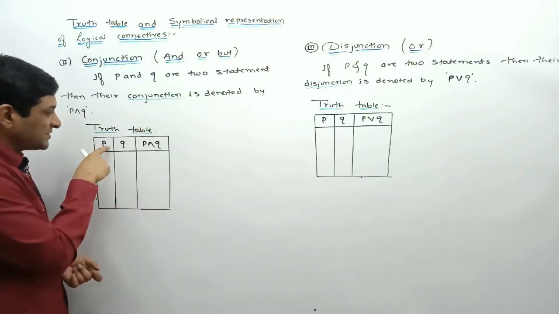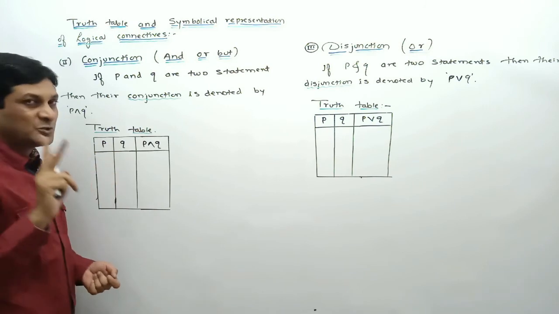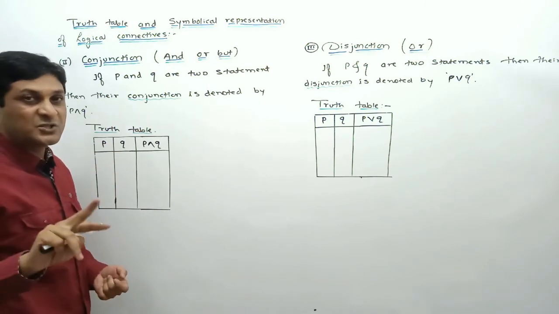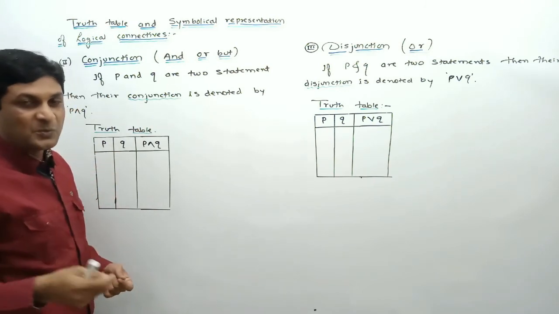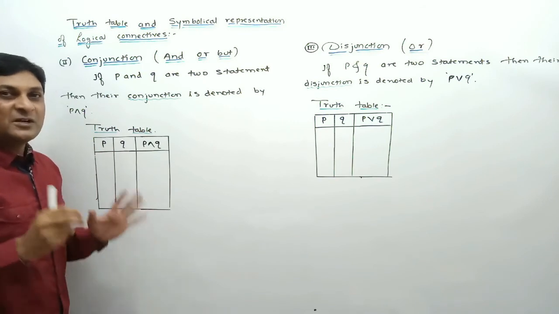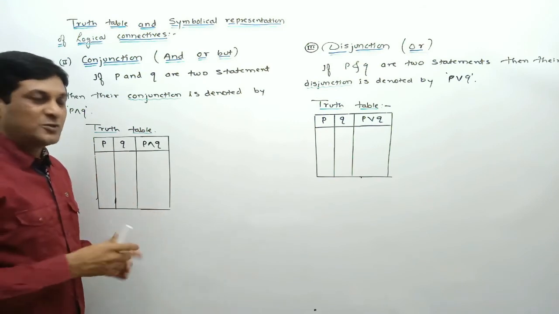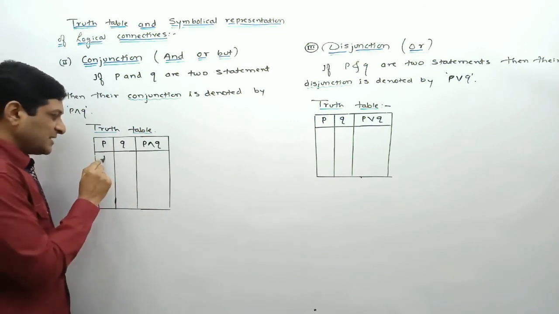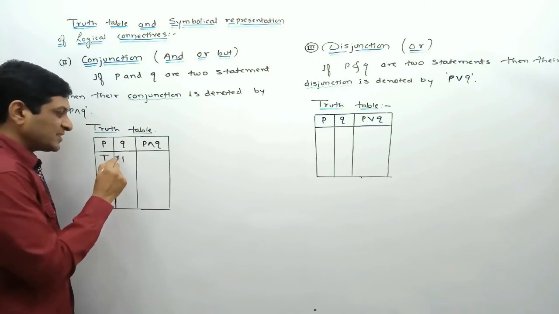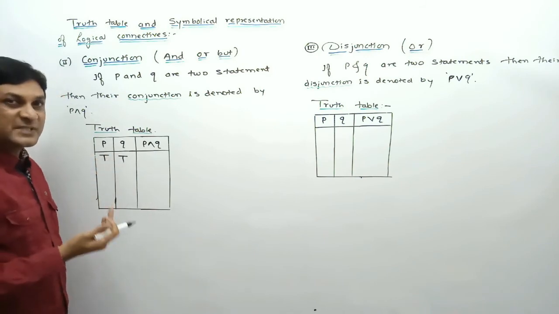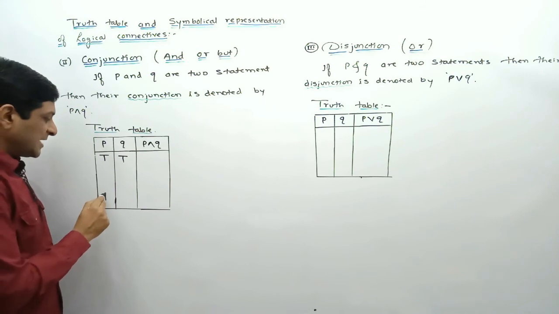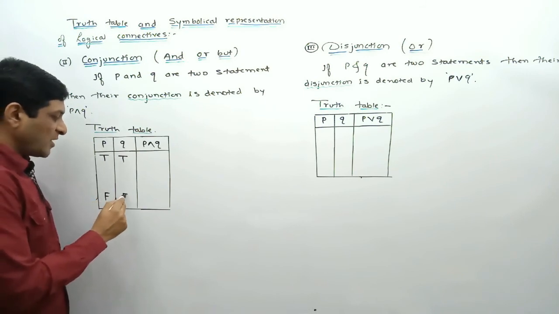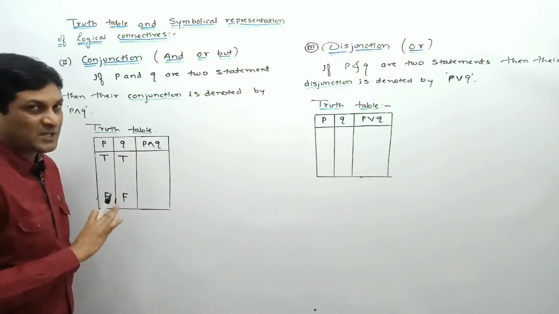As it stands, how many statements are under consideration? Two statements are under consideration. Which two statements? P and Q. So let us try to find out possibilities of all truth values. One possibility is that both the statements are true, or the second possibility is that both the statements are false.